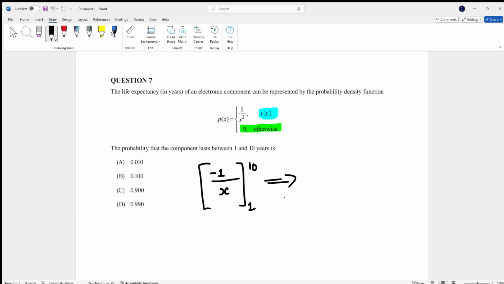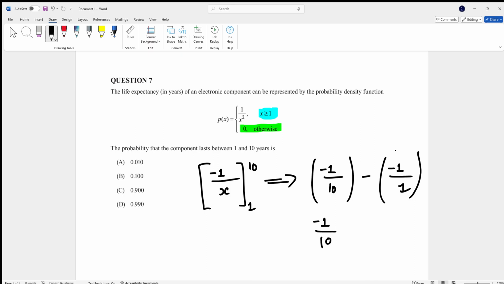Now we've got to put in our bounds. The first one we put in is 10, so it's going to be negative 1 over 10. Then subtract the lower bound, so negative 1 over 1. This turns into negative 1 over 10. Now this turns into a positive because a negative times a negative is positive, so it's going to be plus 1. So 1 minus 1 over 10.